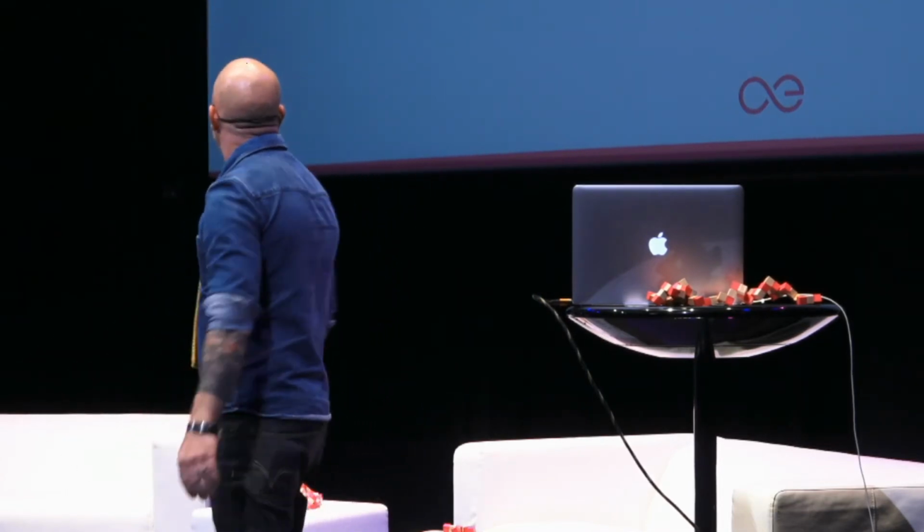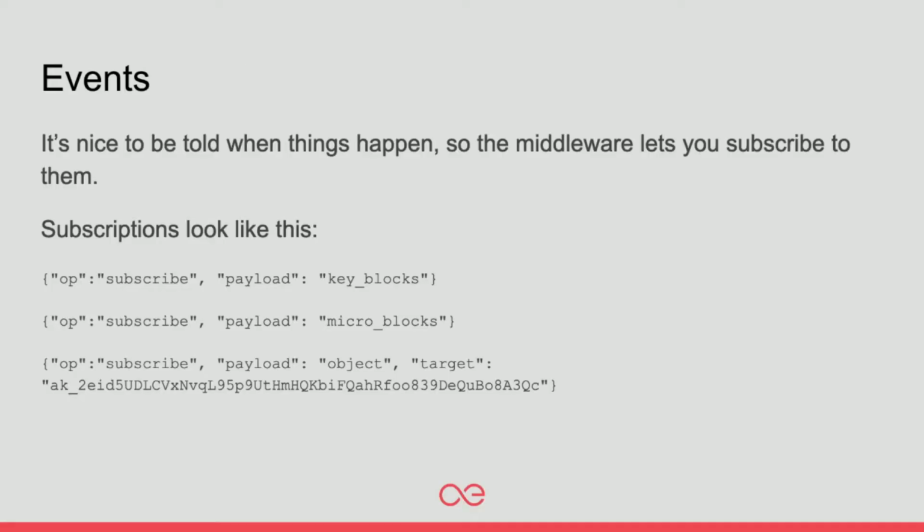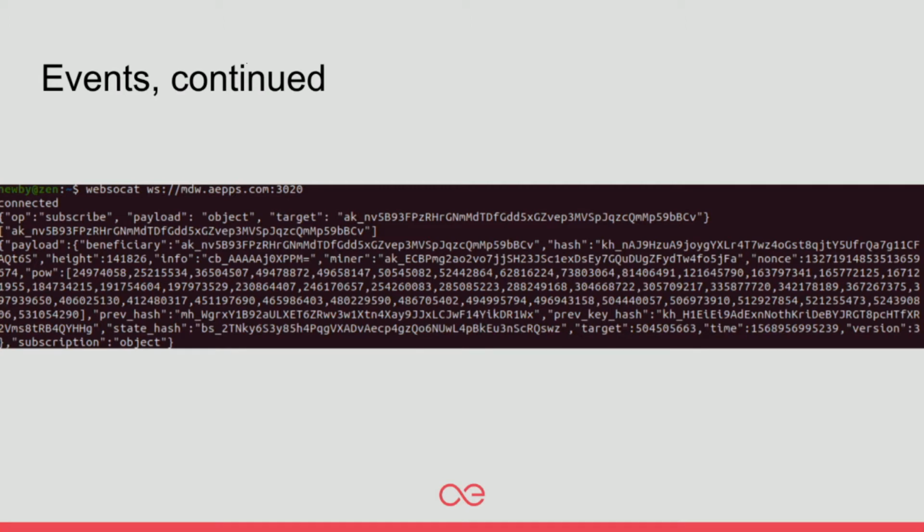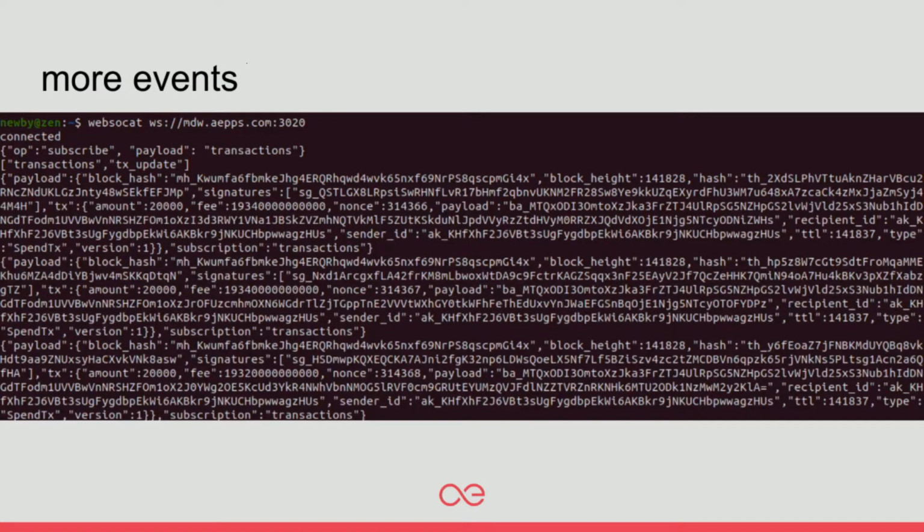We have a WebSocket connection which you can connect to, and you can subscribe to events which you are interested in. You can subscribe to key blocks, microblocks, or transactions, or you can subscribe to any object on the chain. The use cases for that are, for example, if you're interested in a particular account, you can subscribe to that. If you are running an Oracle, you can wait for events to come in that refer to your Oracle, and then you can respond to them. So we try to make it easy to be asynchronous. As you can see, if you subscribe to every transaction, you get quite a lot of output.